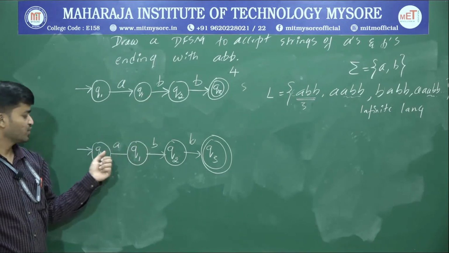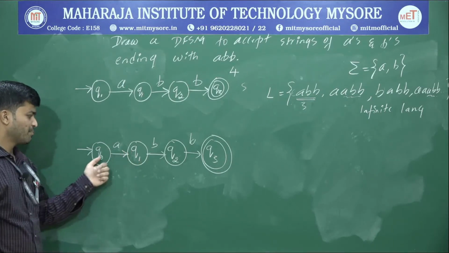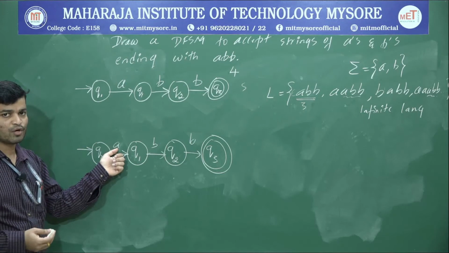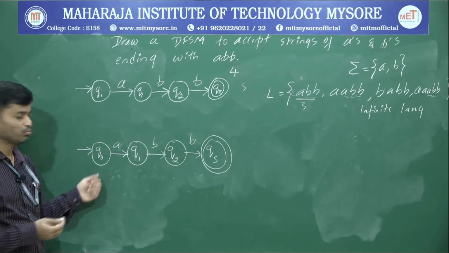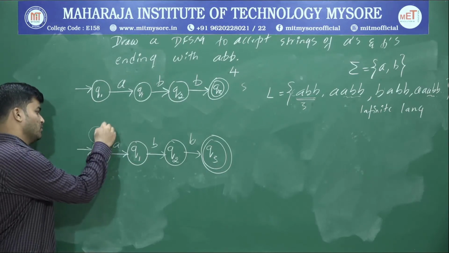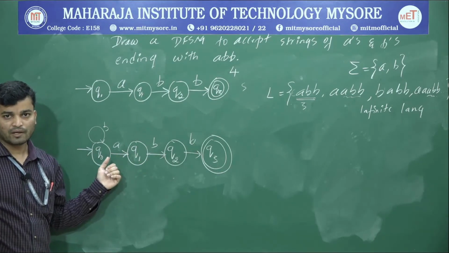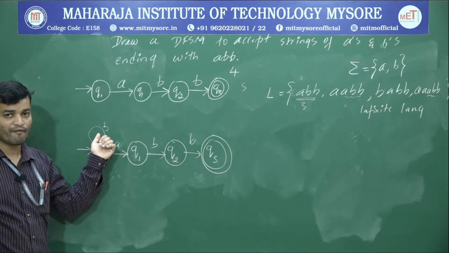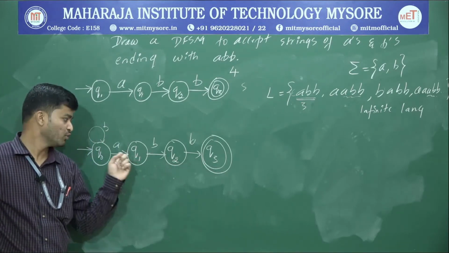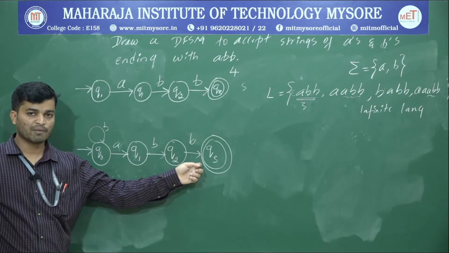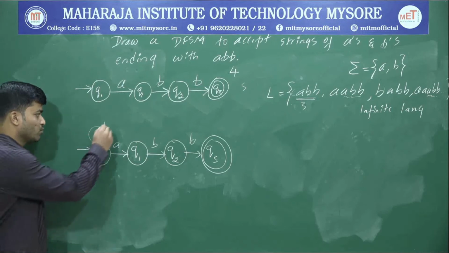If sigma is 2, there should be 2 paths from each state in a DFA. Already there's a path for A. Now we have to build a path for B. What's the first option? You must go with a loop. Ending with ABB, in the beginning I can have anything. Correct, right? Therefore if I write a loop, that becomes a valid option. N number of B's, before going to the accepting state, it will go with ABB. That becomes a valid string that belongs to our language.